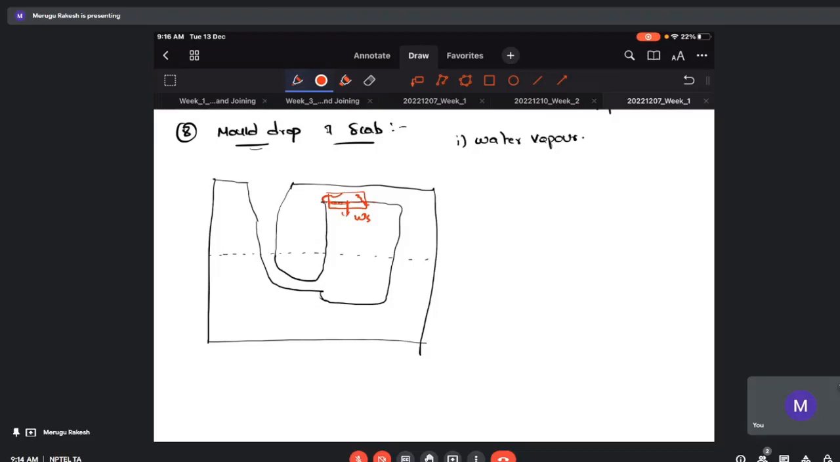So due to its own self weight, the sand, at the time when this filling is happening, meanwhile the filling is happening in this direction, this sand, this mold will directly fall on this liquid which is moving upwards, which is known as mold drop.